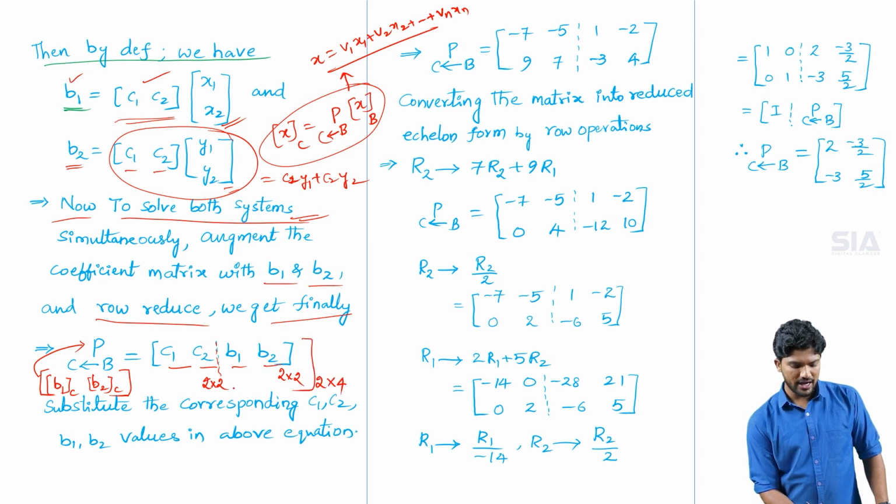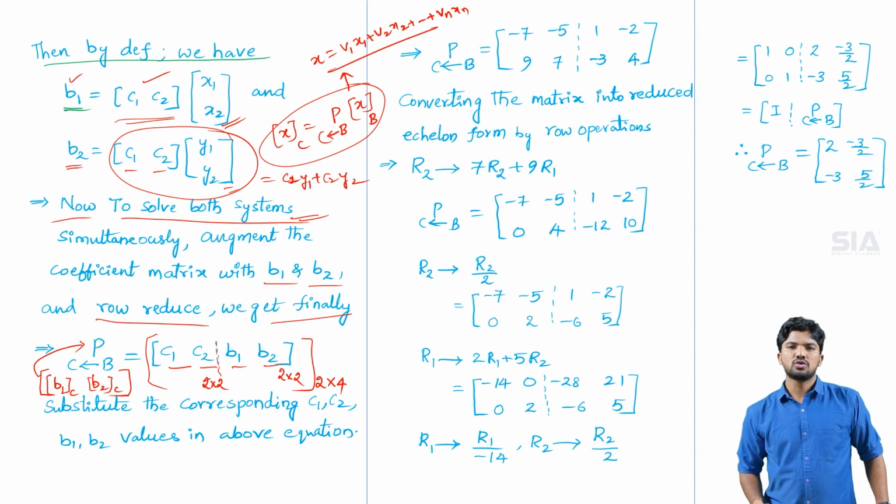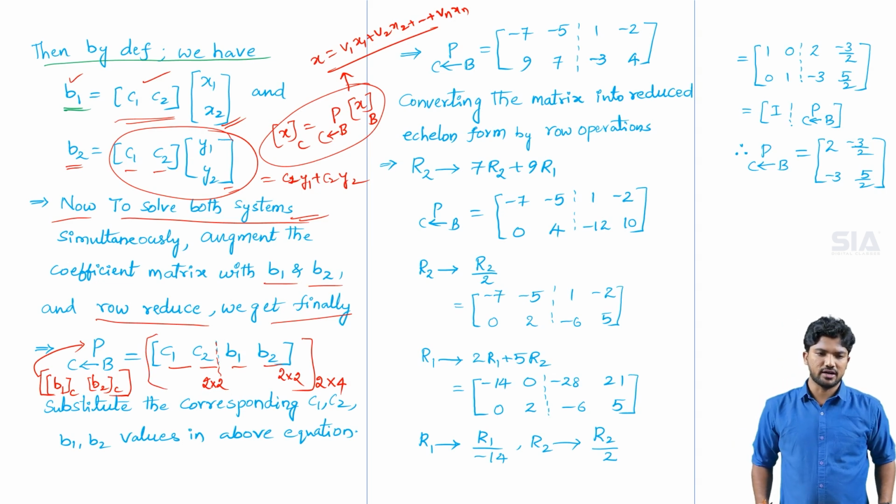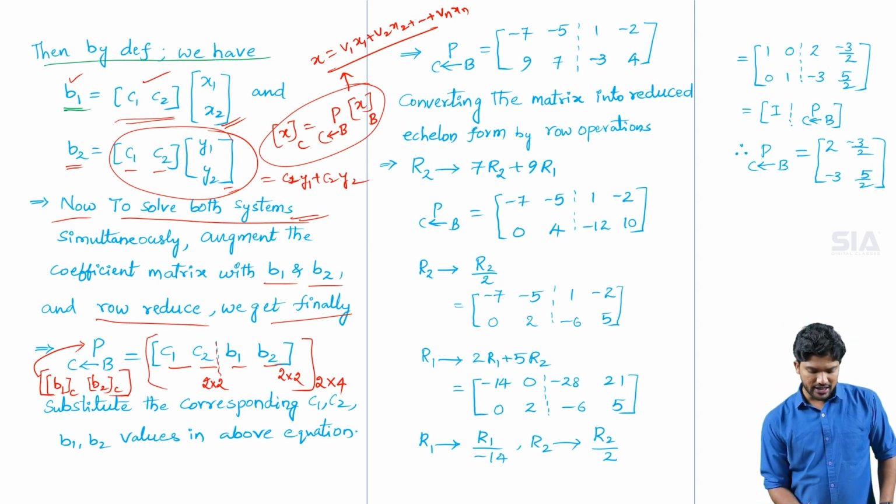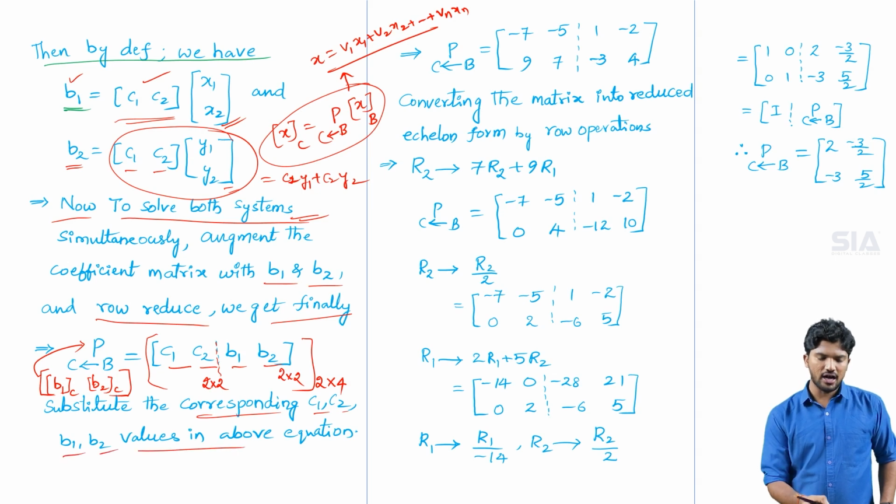Overall, once you expand this matrix, 2 rows and 4 columns will exist. So now substitute the corresponding c1 c2 b1 b2 values in the above augmented matrix. If you substitute those values, you will get it in this format.